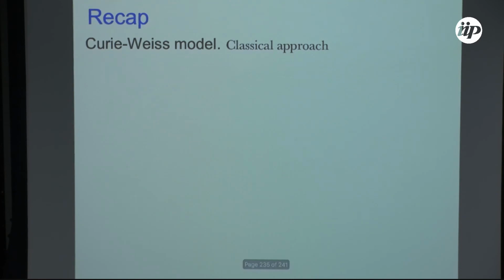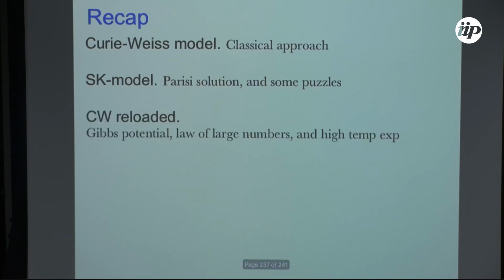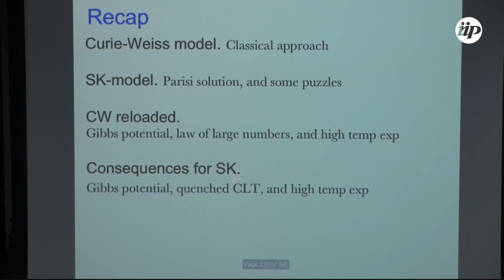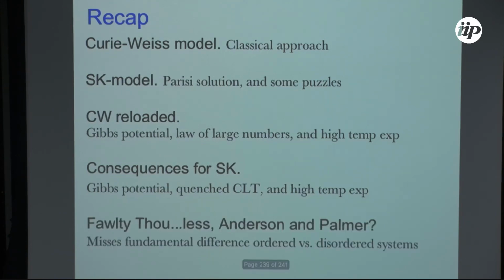In any case, let me recap. I said something about the classical approach of the Curie-Weiss model. I mentioned the puzzles of the Parisi solution, then I introduced this Gibbs potential and the ansatz of a law of large numbers and the high temperature expansion to solve the Curie-Weiss model. The same ideas apply as long as you take into account the disordered nature. You replace the law of large numbers with the quenched central limit theorem. It applies to disordered systems.